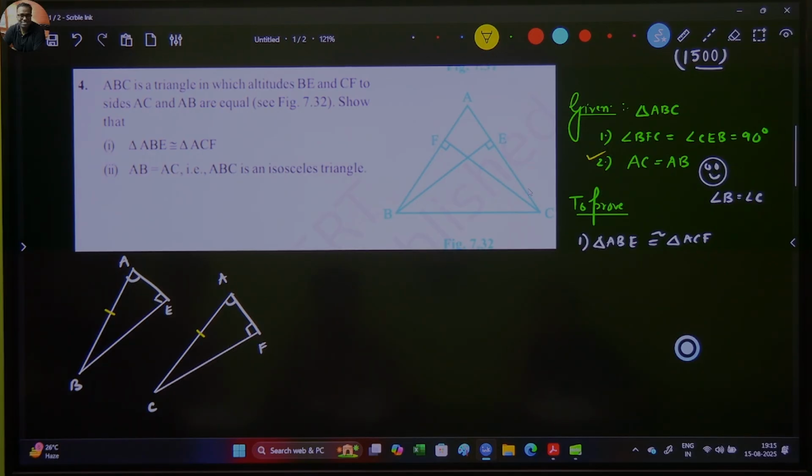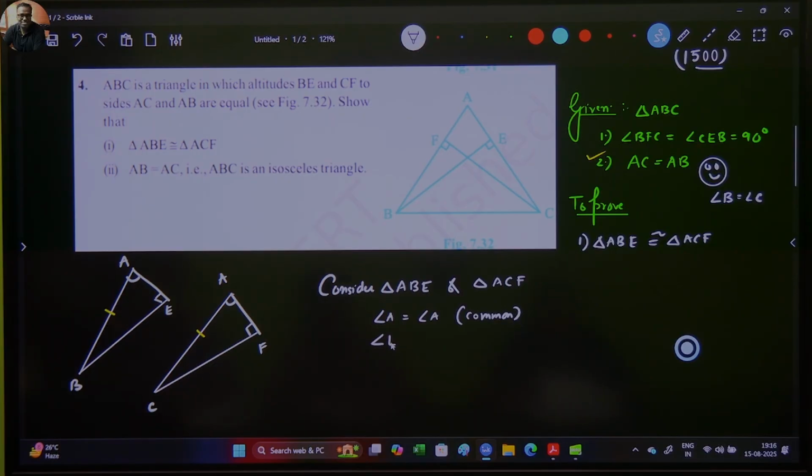हो गया ना? तो लिख सकते हैं अभी हम. How do you write? Consider, write your statements. So consider triangle ABE and triangle ACF. If you consider these two triangles, you will say angle A should be equal to angle A. This is common. Angle E is equal to angle F, each 90, and AB as a side is equal to AC. This is given to you.